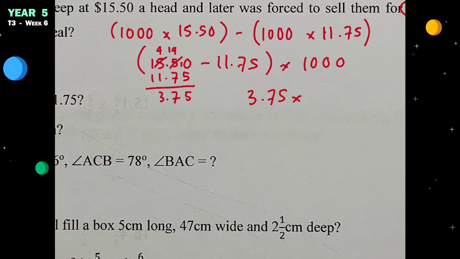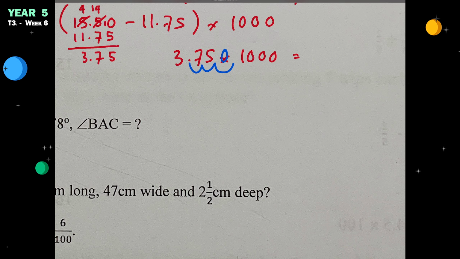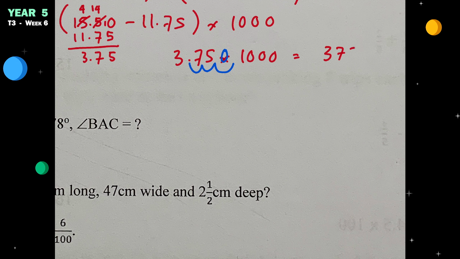$3.75 times it by 1,000 now. So what does that mean? That means we move the decimal place 3 spaces to the right. So 1, 2, let's put another 0 here, 3. So therefore, the answer would be 3750.